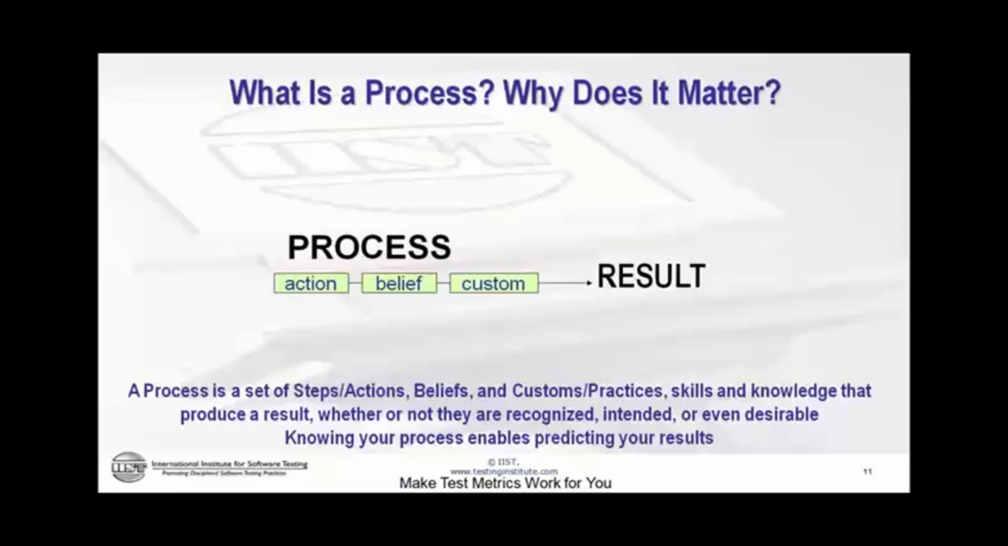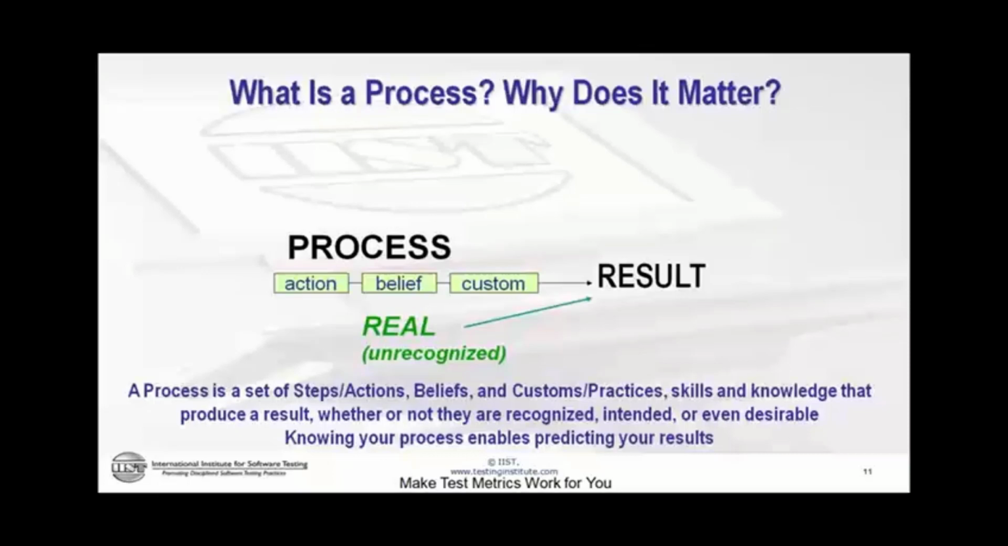But recognize that if you understand what your process is, then you can use that understanding to predict your results. That is, if I do that same process over again, I'm going to get basically the same results. They may or may not be desirable. Okay? Now, the process world gets more complicated because there are two types of processes.